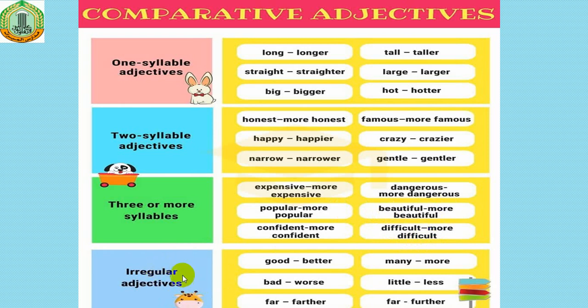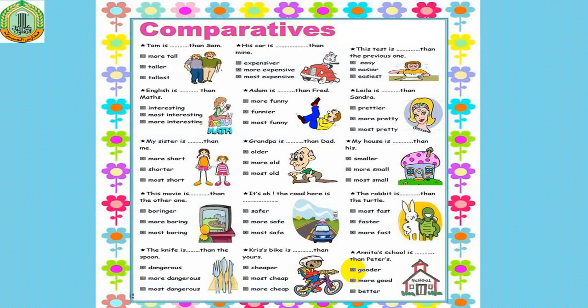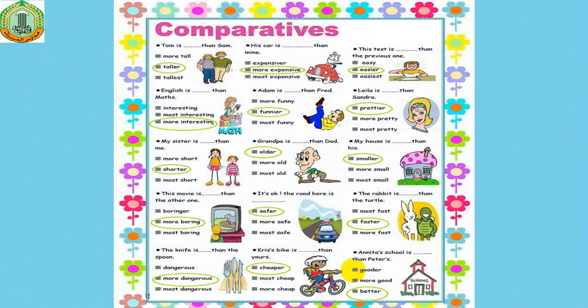Some adjectives are simply irregular. For example, good. I don't say gooder, I say better. Bad, worse. Far, farther. Many, more. Little, less. Far, further. Let's apply this sheet. Pause the video here to apply it, and when you're done, replay the video to check the answer key, which is this one.